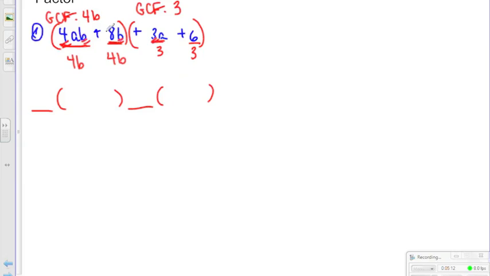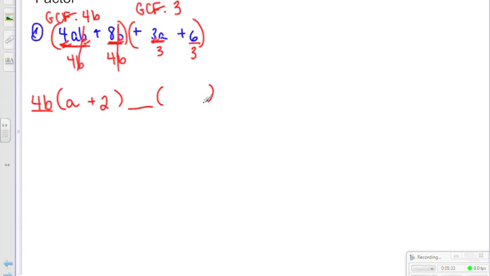So GCF, my first parentheses, 4b, so it goes on the outside, and then we divide. 4 divided by 4 is 1. I don't have to show it. A doesn't have anybody to go with, so it drops down, and b divided by b cancels. Now drop down my plus sign. 8 divided by 4 is 2, and b divided by b cancels.